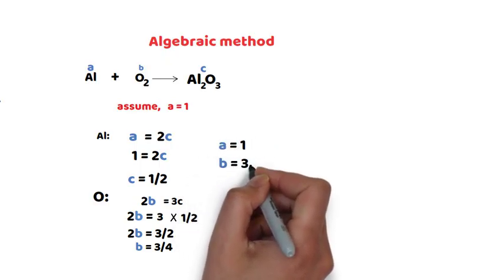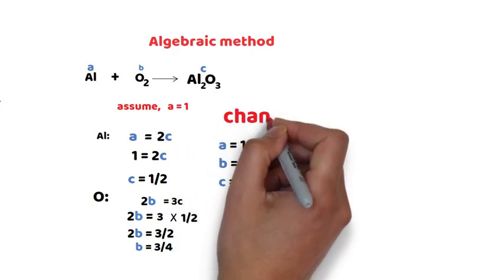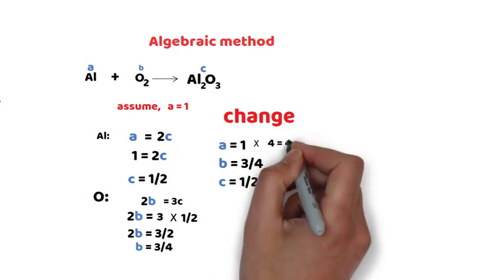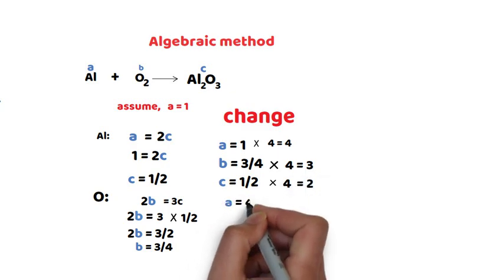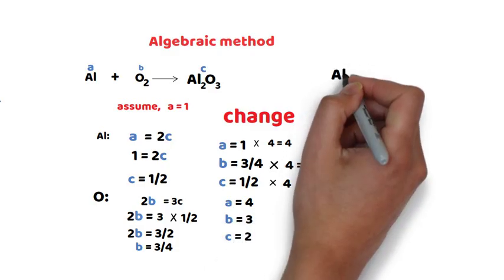Now the value of A is 1, the value of B is 3 over 4, and the value of C is 1 over 2. Let us change these rational numbers into whole numbers by multiplying each by 4. Let us first multiply A: 1 times 4 equals 4. 3 over 4 times 4 equals 3. 1 over 2 times 4 equals 2. Now A is equal to 4, B is equal to 3, C is equal to 2.